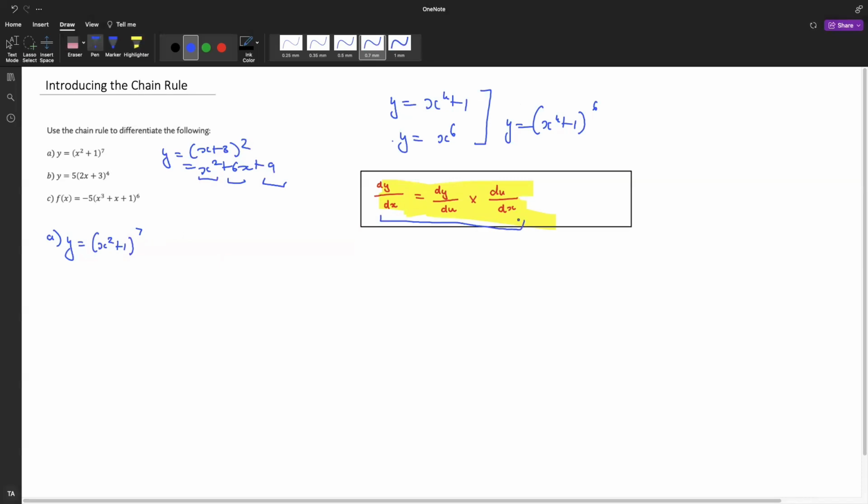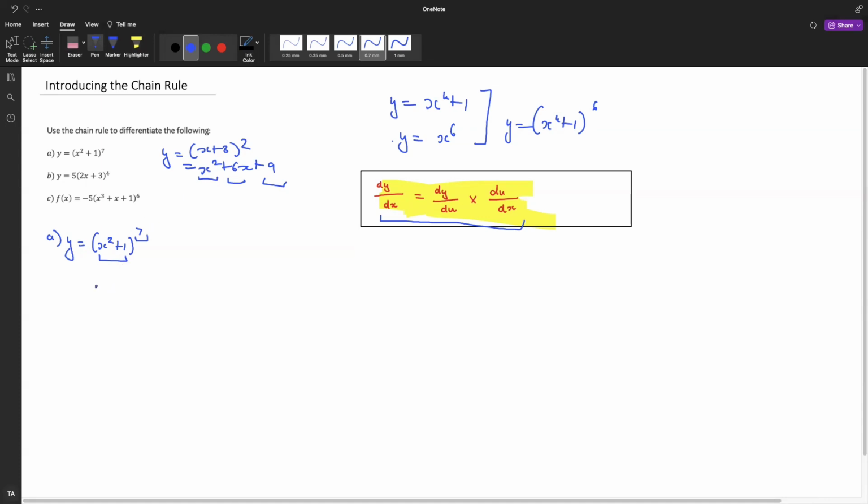What you need to identify is that this is basically a function inside a function. We've already got a function, the function of x squared plus 1, and to that function we're applying something else. We are raising that to the power of 7. So I'm going to ignore this 7 for now, and we're just going to look at this x squared plus 1.